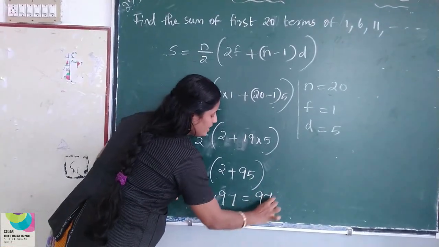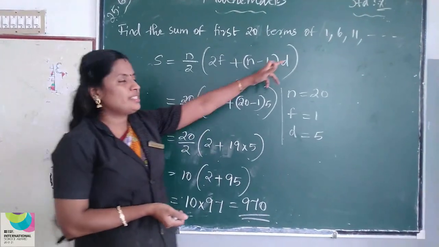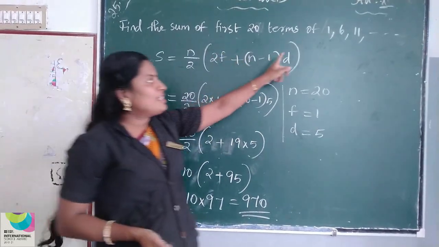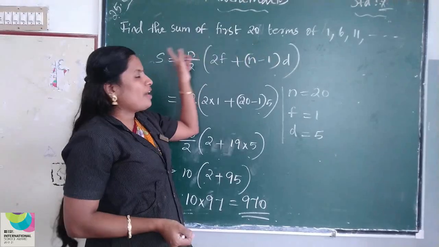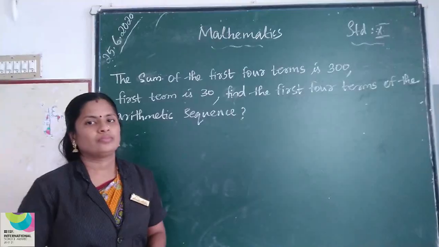So 970. So the sum of the sequence is 970. Here the last term is not given in this sequence, so it is easy to find the answer by using this formula.